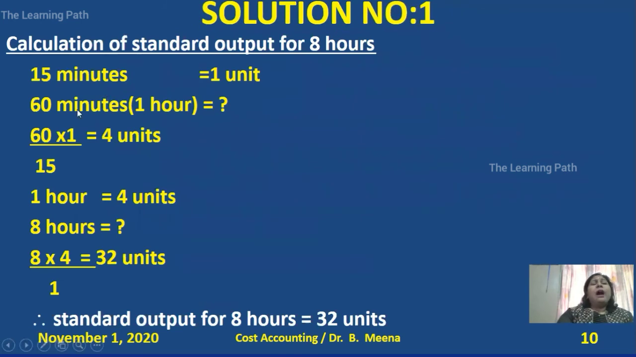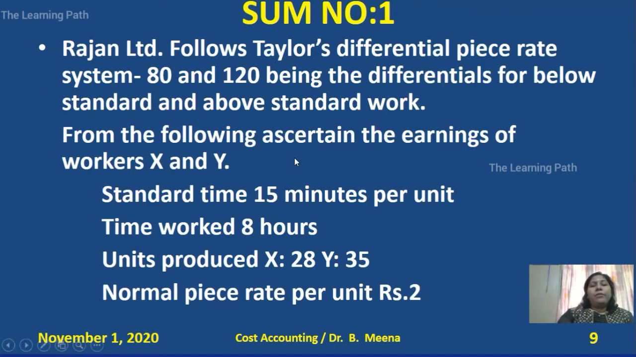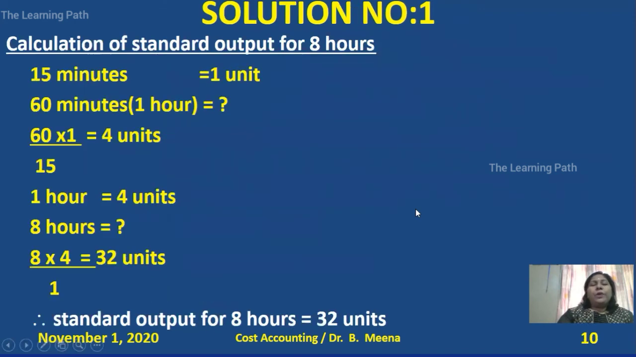Now look at that. My first calculation is the calculation of standard output for 8 hours. They gave the information in this problem: standard time 15 minutes for one unit. So this is the target the company fixed. You will produce one unit by taking 15 minutes. So you are allowed to take 15 minutes for one unit, which means what is for 1 hour? 1 hour is equal to 60 minutes. So by cross multiplication, you will get the answer 4 units. For 1 hour, 4 units, which means what is for 8 hours? That gives you 32 units. So I completed the standard output for 8 hours, that gives you 32 units.